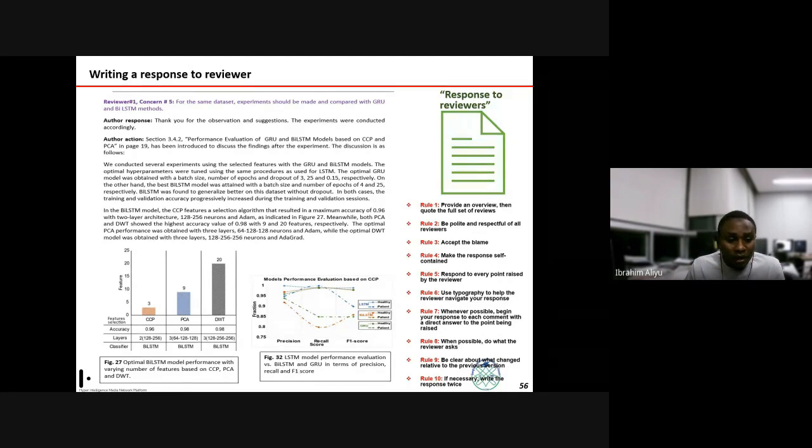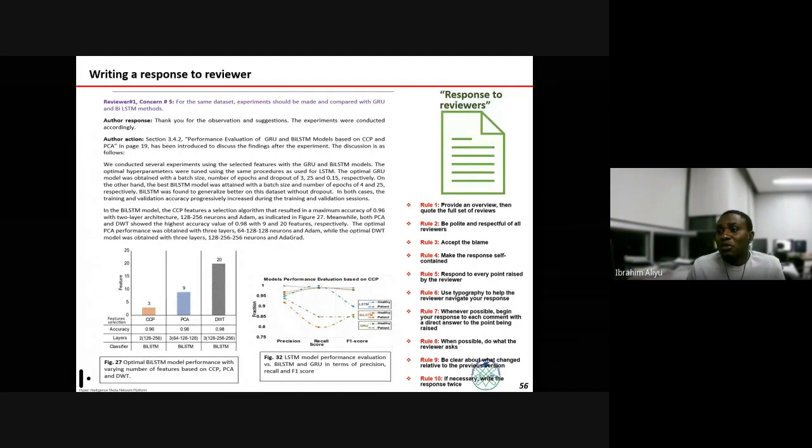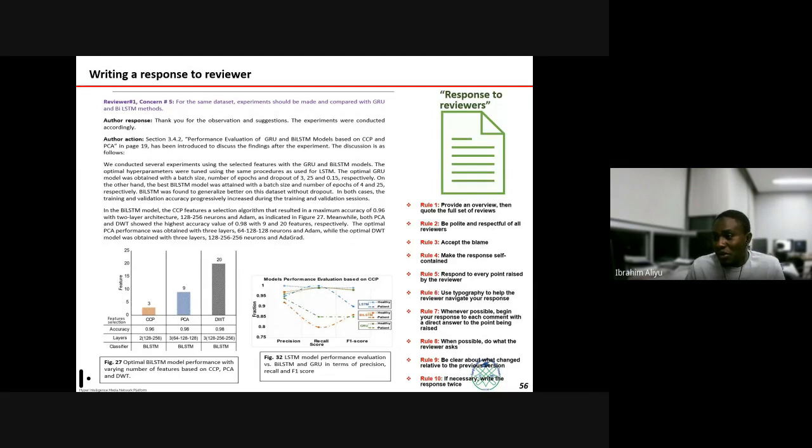So for reviewer one, as you can see, we have reviewer one, concern five. This is what he mentioned, that is in blue. He says, for the same data set, experiment should be made and compare with GRU. So doing this, we satisfy rule one.